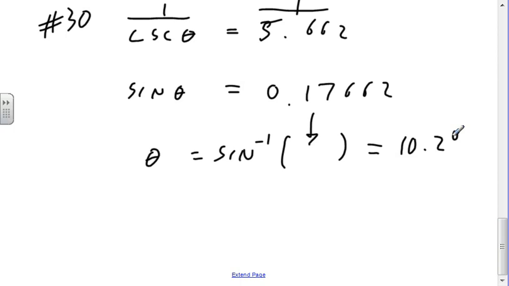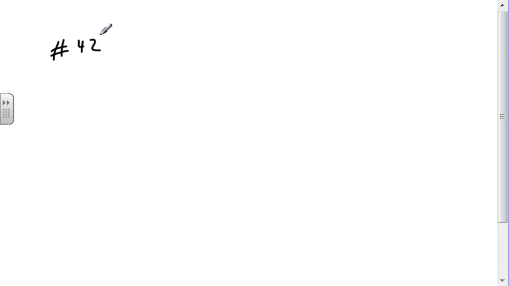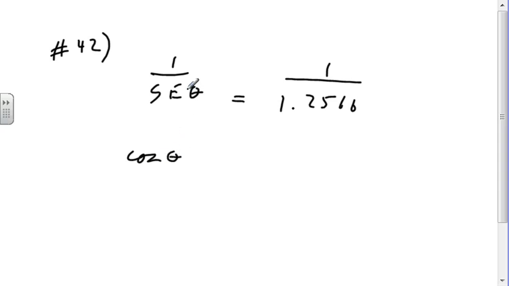Okay, turning the page, looking at number 42. Use a calculator to find each angle rounded to the nearest hundredth of a degree. All right, no problem. I mean, it wouldn't matter. We could have put that down for the other ones too, right? So we have a secant theta 1.2566, make them 1 over, and we have cosine theta equals. Well, we won't even do that. We'll just put down the answer directly, right? So we're going to go arc cosine of 1 divided by 1.2566. And we're going to come up with 37.20 degrees.